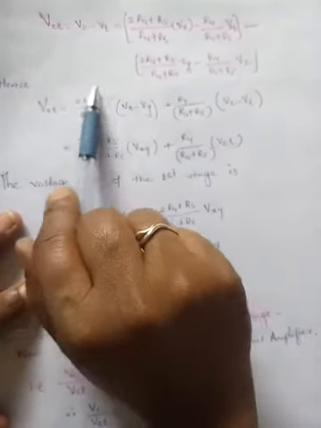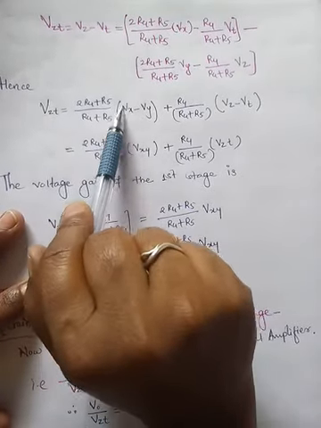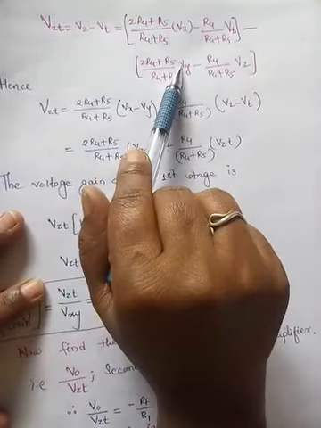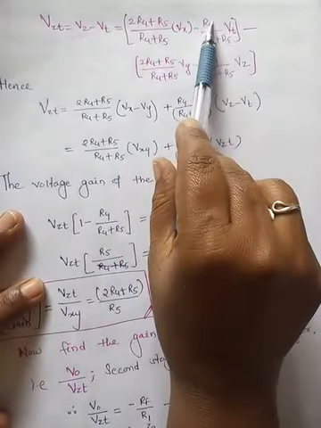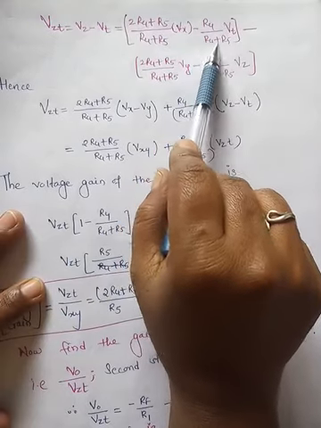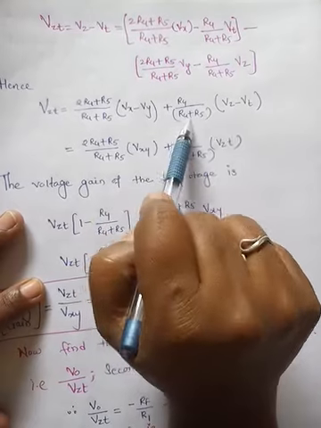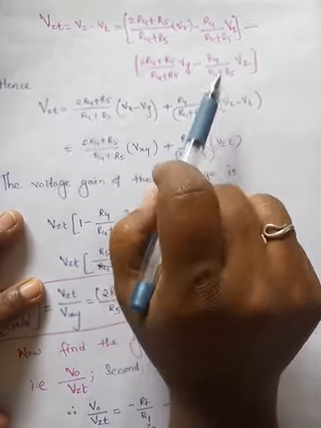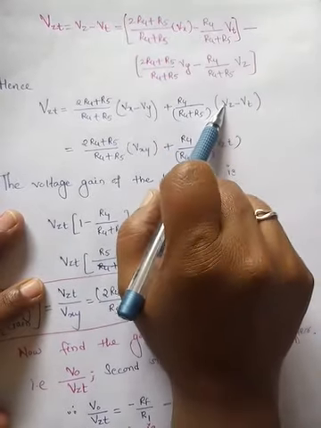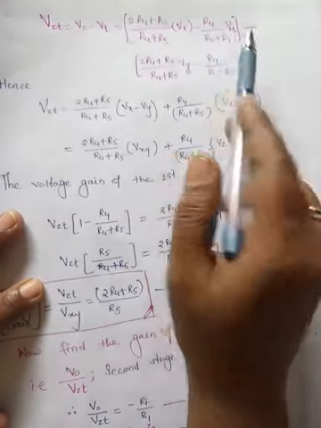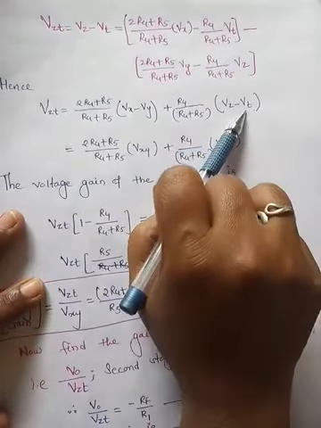So take it common outside. 2R4 plus R5 by R4 plus R5, and the coefficients are Vx, and this minus sign is here, so minus of Vy. Again R4 by R4 plus R5 is common, so plus R4 by R4 plus R5 common outside, and this Vz is here minus, and minus will give us plus Vz minus of Vt. Okay. So when we are solving for this, we got this equation.